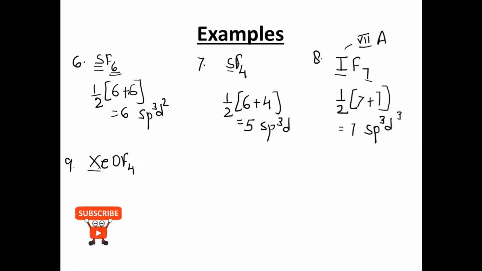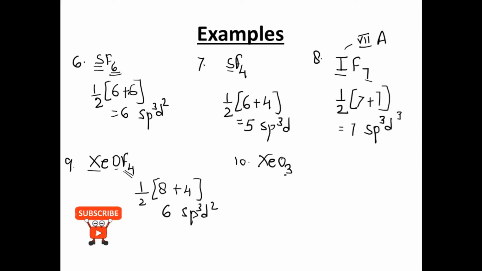In this, the central atom is xenon. Xenon is in the 18th group, the noble gas group. It has 8 electrons in the valence shell. Oxygen is divalent, so we will not consider it. We have to see only the monovalent. So 8 plus 4, 12 by 2, 6. So the hybridization comes out to be sp3d2.